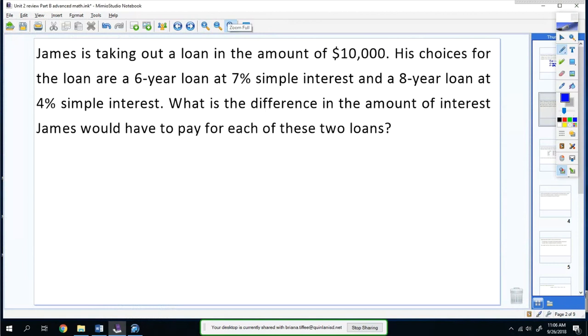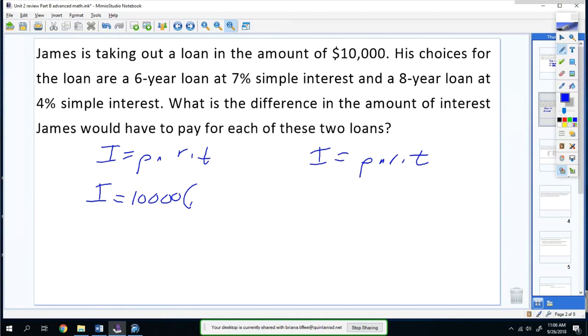All right, James is taking out a loan in the amount of $10,000. His choices for the loan are a 6-year loan at 7% simple interest and an 8-year loan at 4% simple interest. What's the difference in the amount of interest James would have to pay for each of these two loans? So they're both simple interest. So you have I is equal to P times R times T for one, and I is equal to P times R times T for the second one. So 10,000, and the first one is 7%, so 0.07 times 6. You multiply that, and you get 4,200.